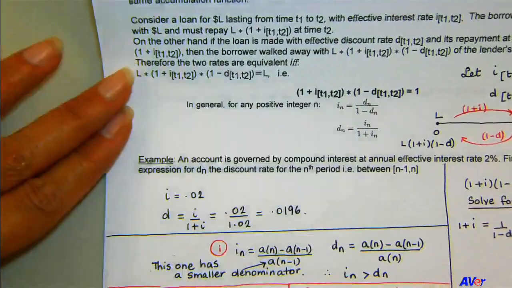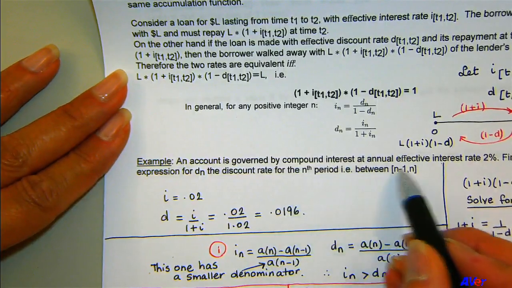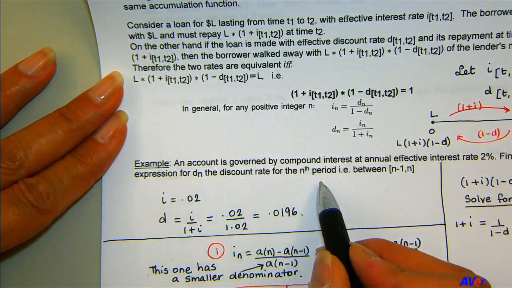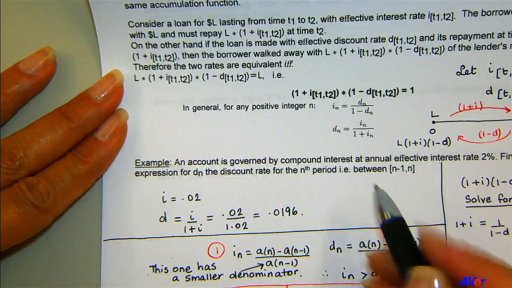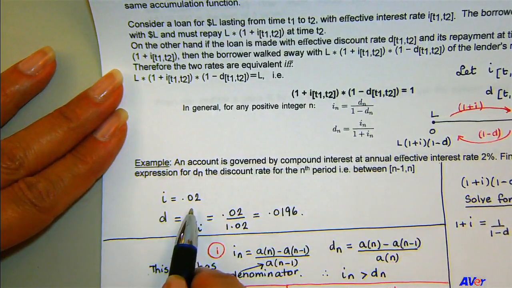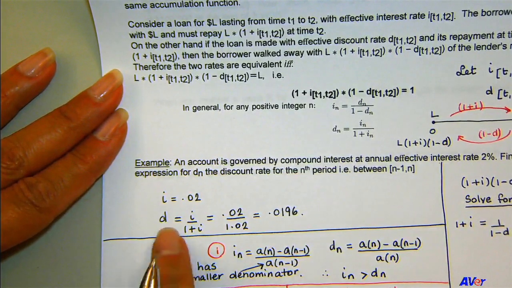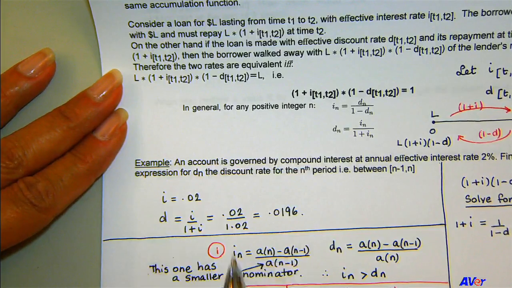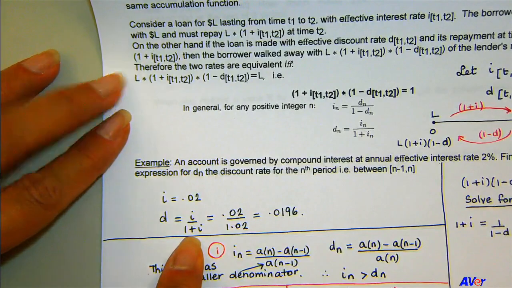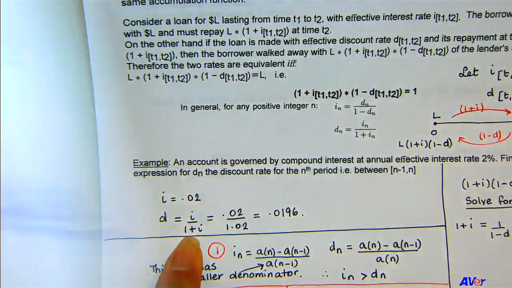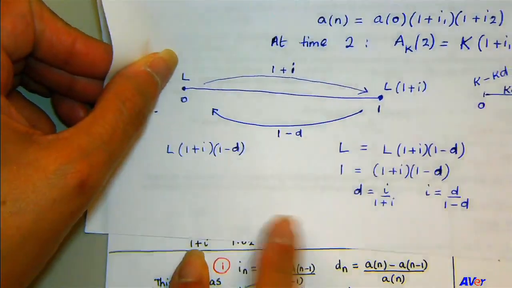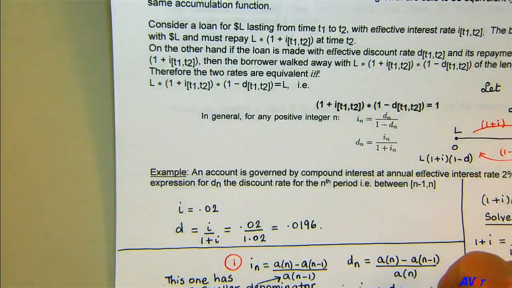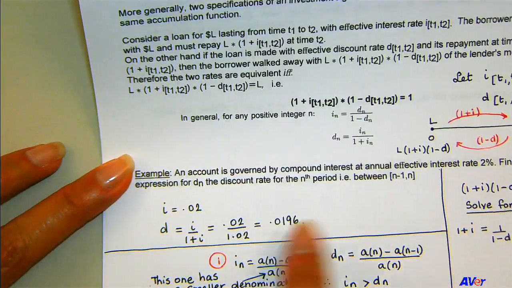It says an account is governed by compound interest at annual effective rate 2%. Find an expression for D_n, the discount rate, for the nth period between n minus 1 and n. So it's a no-brainer. It's saying I is equal to 2%, find D. Well, we know that there's an equation that links D and I. It's (1+I)(1−D) equals 1, which solves to D equals I over 1 plus I, like I just said on this previous page right here. So I'm using this D equals I over 1 plus I, and I come up with the D that goes with the I equals 2%. You follow me?